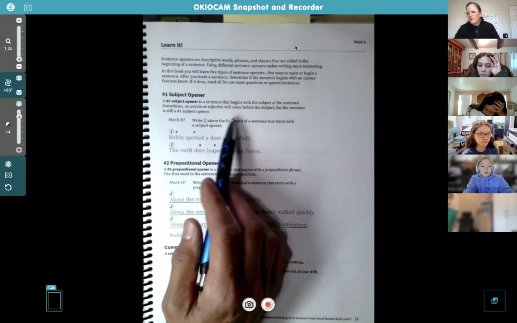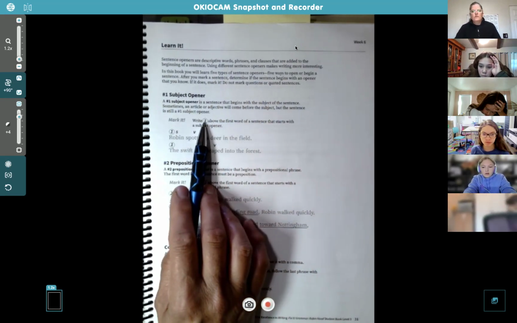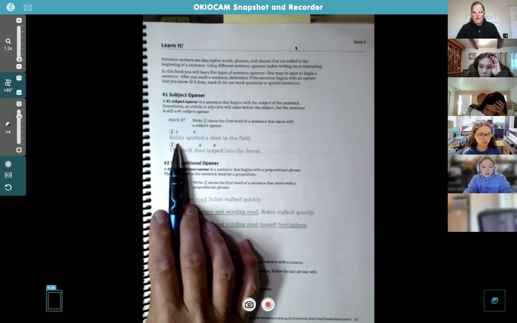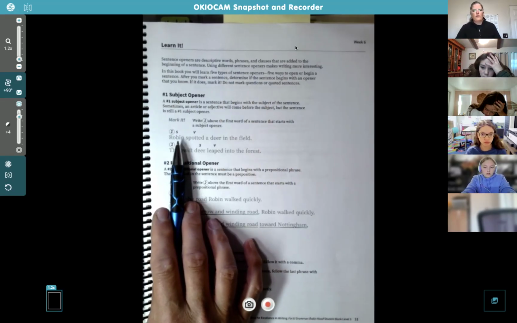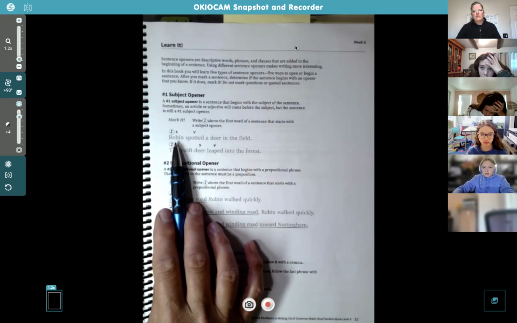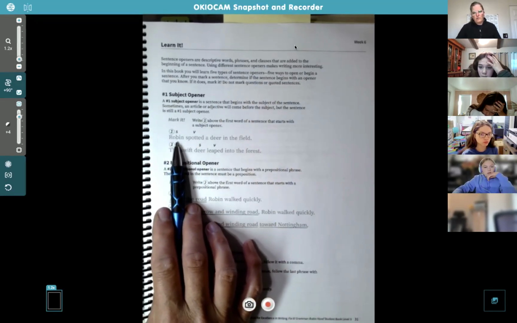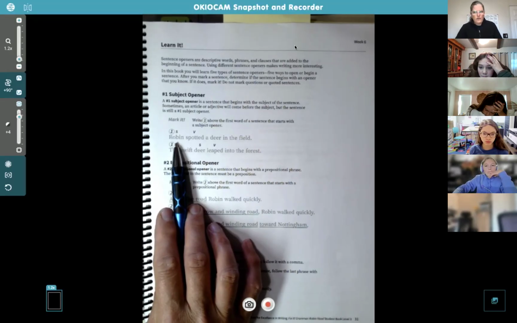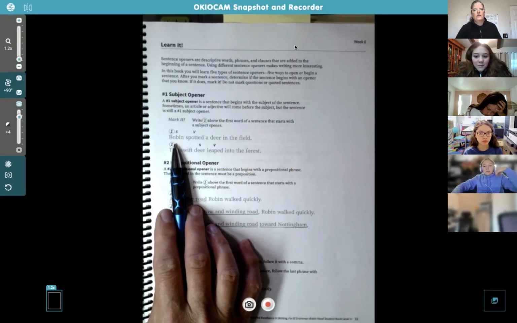And we're going to label these with a number one. Sometimes it's the very first word, like this example where it says, Robin spotted a deer in the field. That's an easy one to spot because we know Robin is the subject and it's the first word. So obviously it's a subject opener.